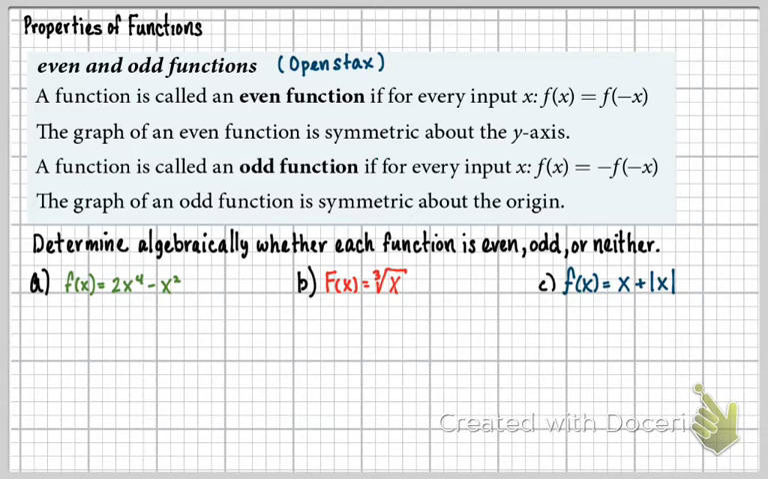A function is called an odd function if for every input of x, f of x equals negative f of negative x. The graph of an odd function is symmetric about the origin. So we're going to look at these problems below and use this definition to determine if they're odd, even, or neither. Determine algebraically whether each function is even or odd. So that's what we're going to do here.